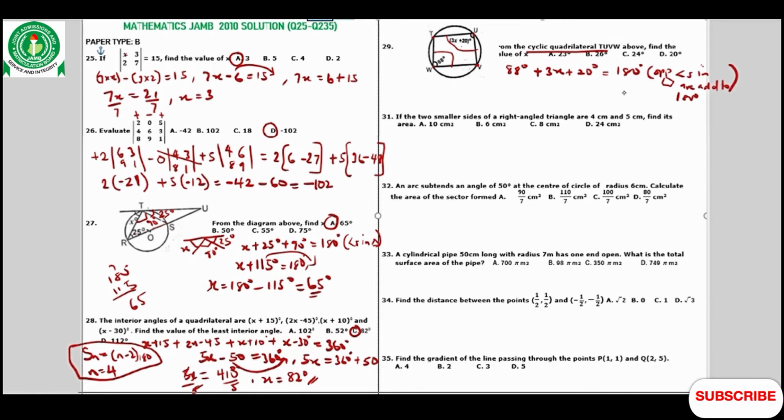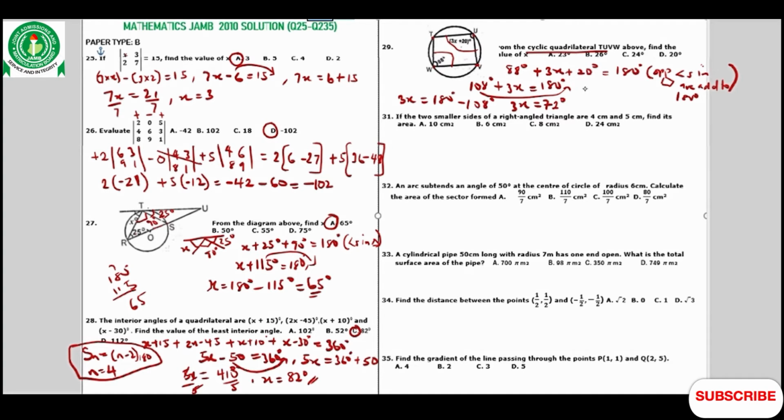Note that. Opposite angles in a cyclic quadrilateral add up to 180 degrees. So now we have 88 degrees plus 20, which is 108. So 108 degrees plus 3x equal to 180 degrees. So you collect the like terms. You take this one to the other side. We're going to have 3x equal to 180 degrees minus 108 degrees. So we have 3x equal to 72 degrees.